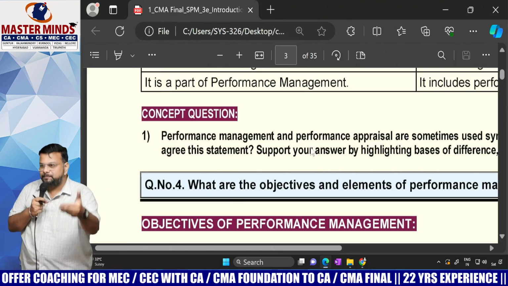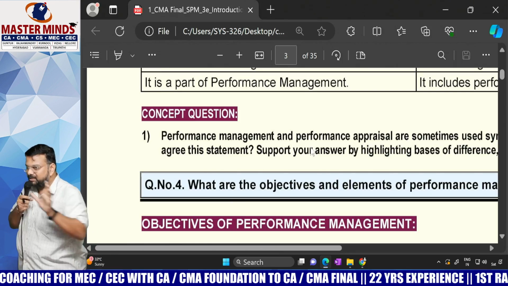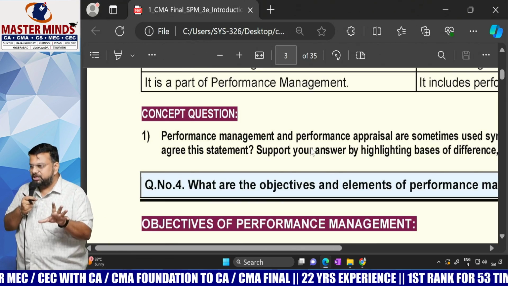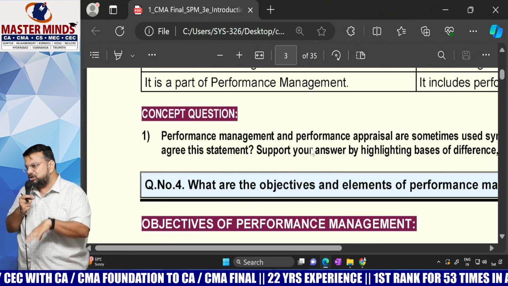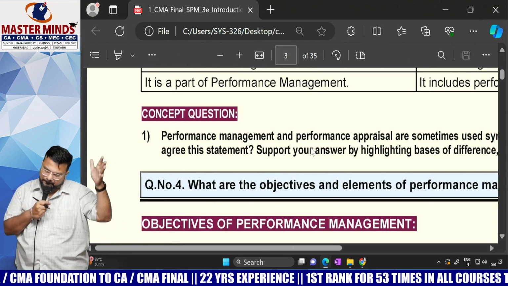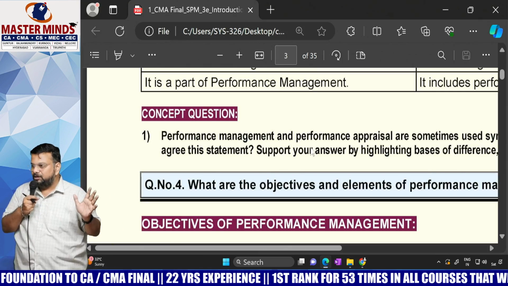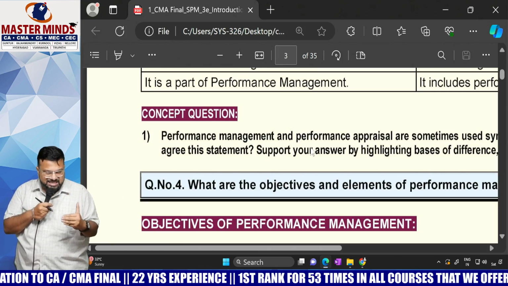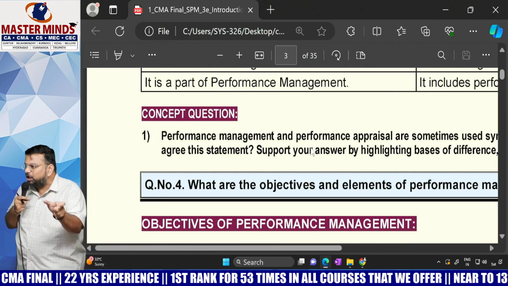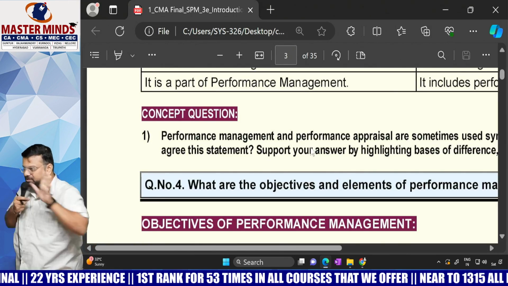In performance management, appraisal is a part. Am I clear, Nana? In small organizations, there is no difference between appraisal and management. But in bigger organizations, or generally, there is a clear-cut distinction between appraisal and management. They will clearly define that appraisal of performance of an individual is part of management of performance.